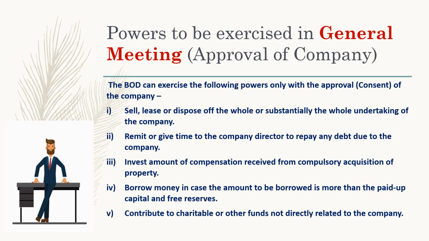Next is power to be exercised in the general meeting. So what about the general meeting? They can sell, lease or dispose of property, take decisions related to debt where the company needs some time to repay, or decisions related to compensation or borrowing money. If you want to fulfil some social responsibility, like contributing to charitable or other funds not directly related to the company, selling, leasing, disposing, repaying, compensation, borrowing money or contributing to charitable trusts are exercises included in the general meeting.